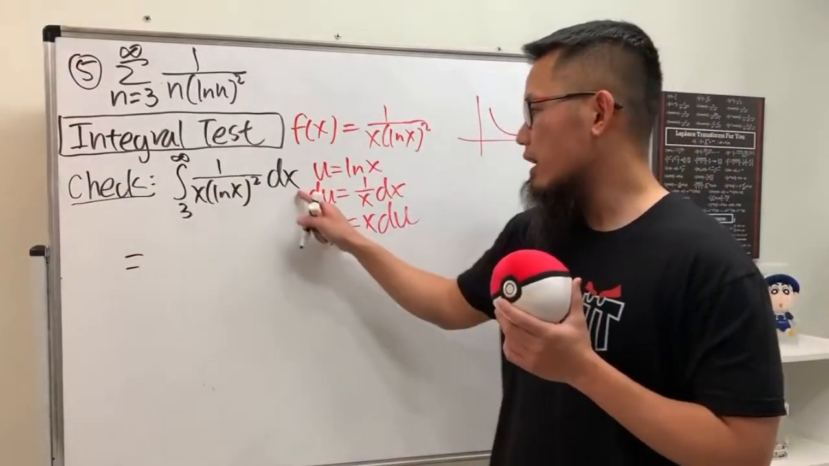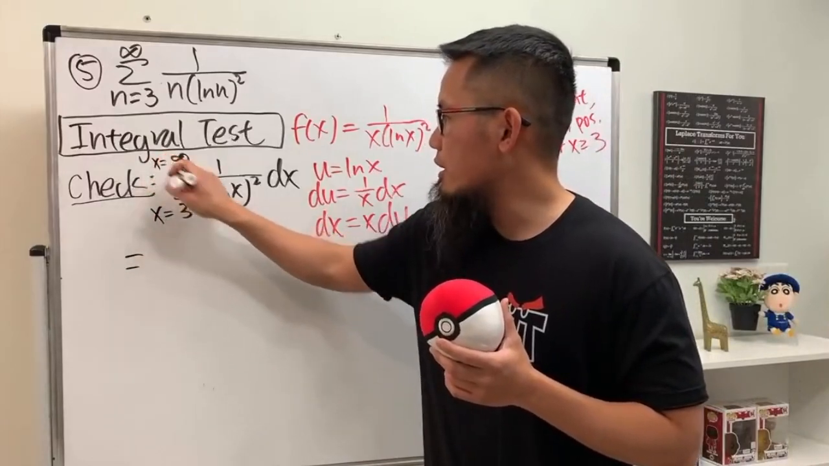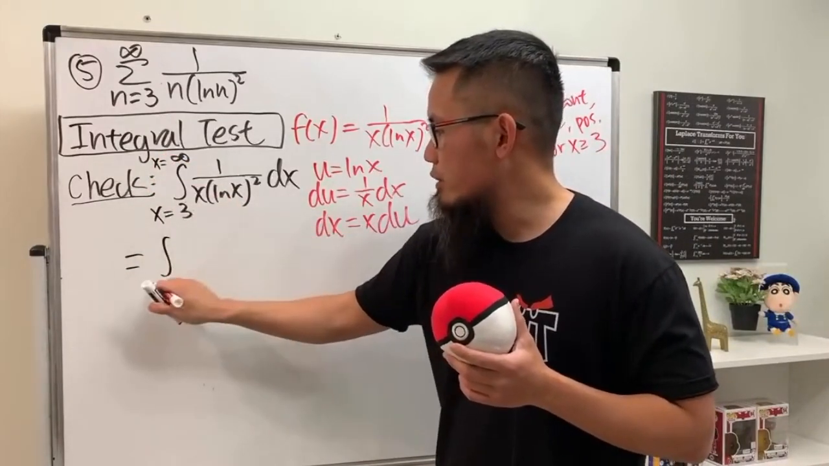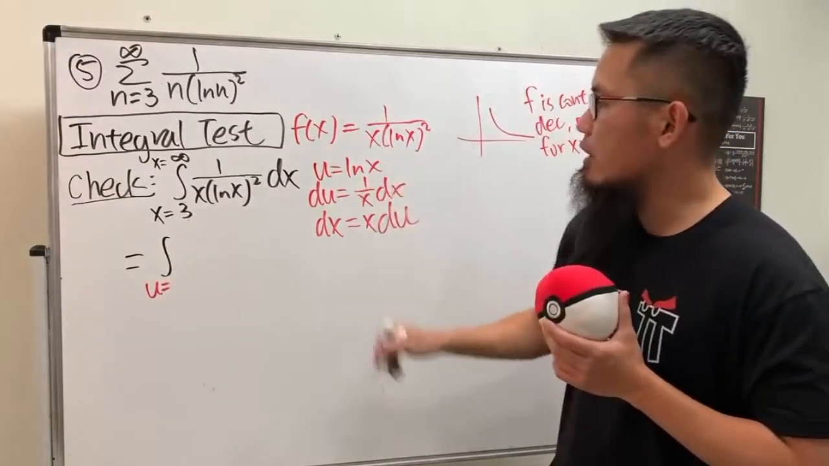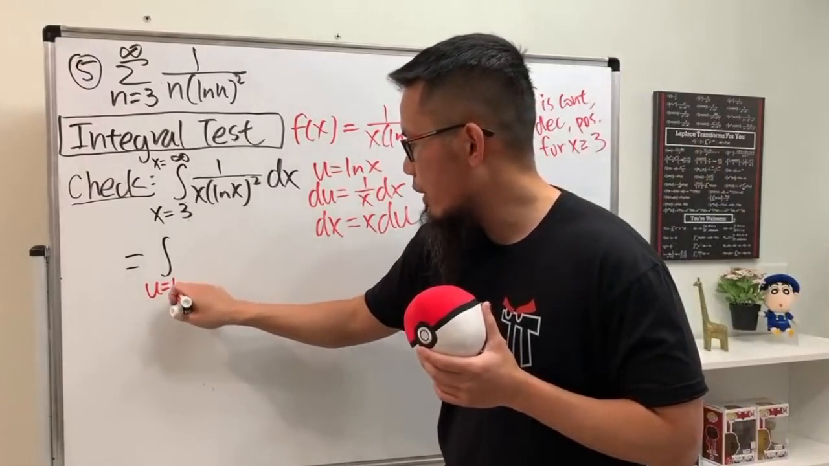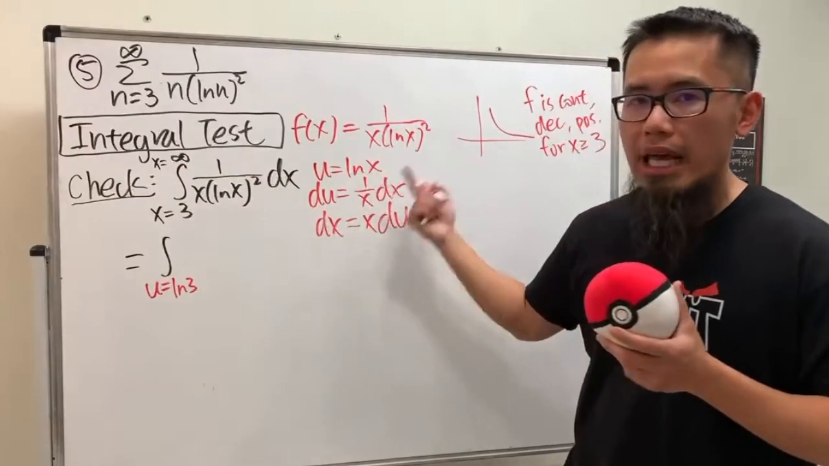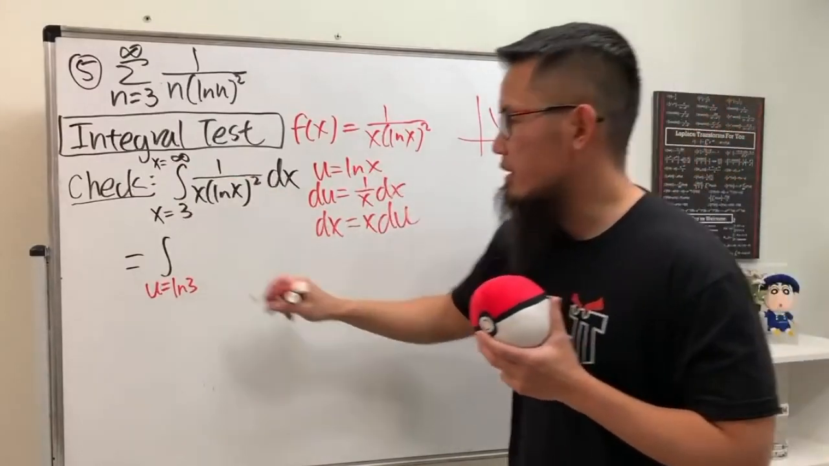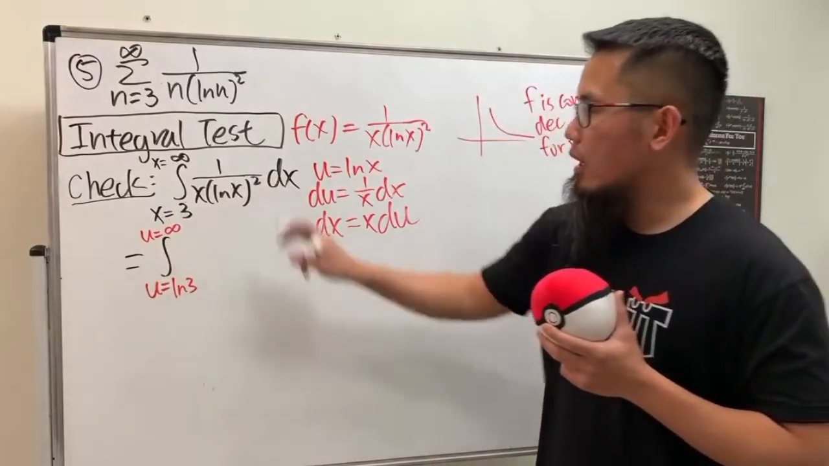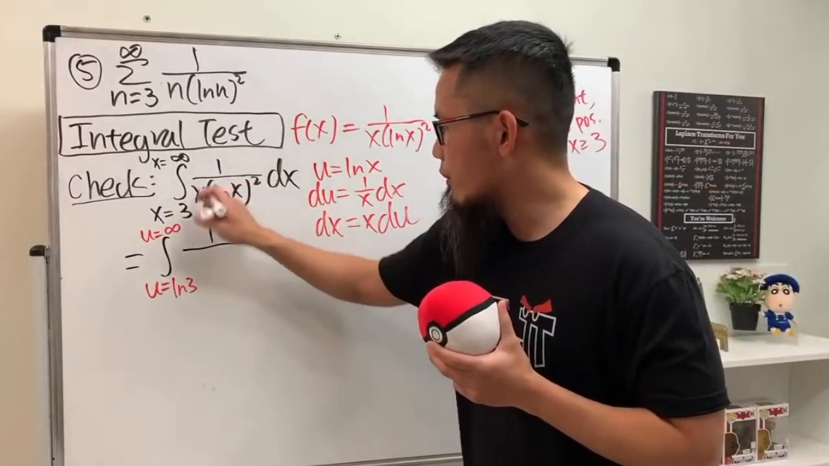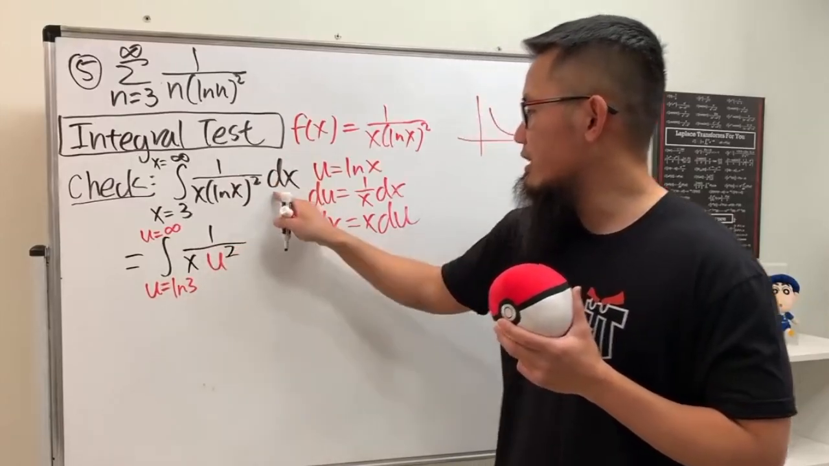Yes. In that case, remember this is x going from 3 to infinity, so take these numbers to the u world as well. When x is 3, you will get u equal to ln 3. And when you put infinity here, ln infinity is infinity. So you will have infinity here. Then we have 1 over x, and this is the u, and we have the square, and the dx is that.